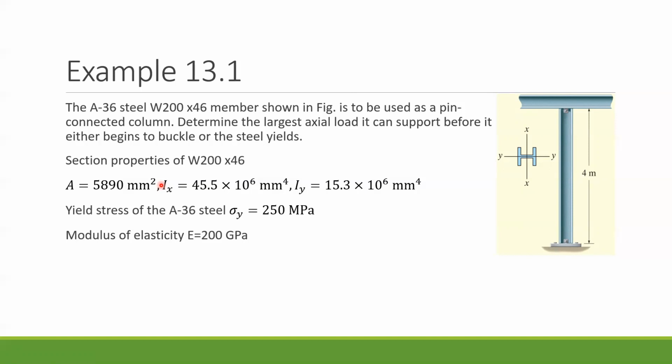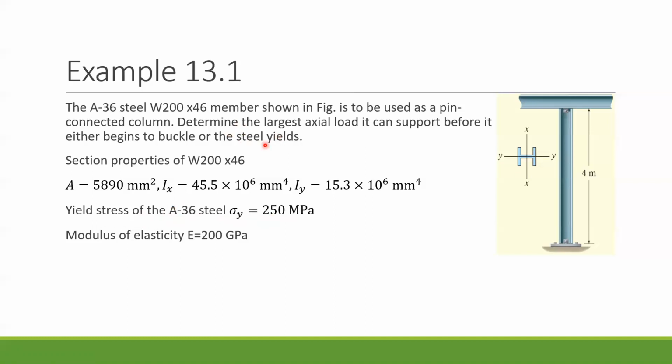I said P critical is the smallest one. So in this case, which I is smaller? We will take these values. So we will consider not Ix but Iy, because Iy is smaller than Ix. Therefore, P critical for the Y direction is much more critical than the X direction. Also, the yield stress, sigma Y, is given.